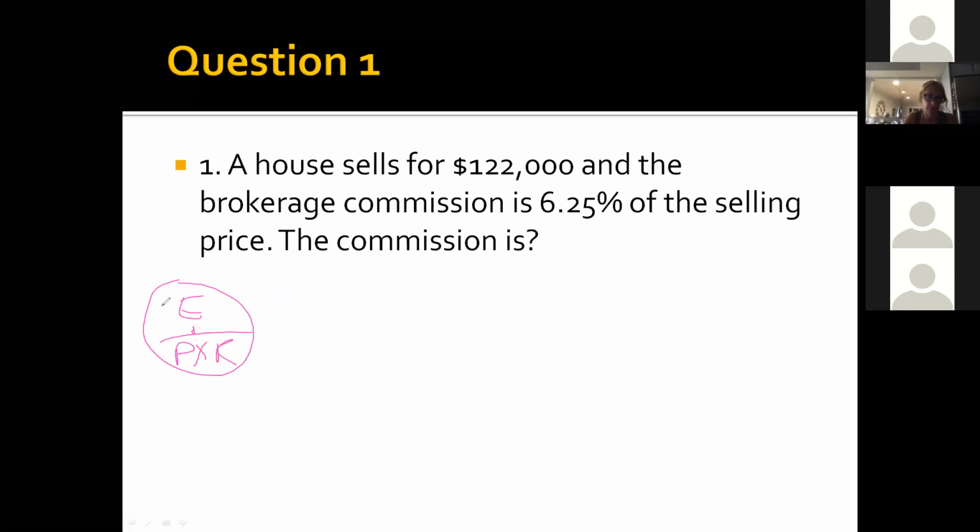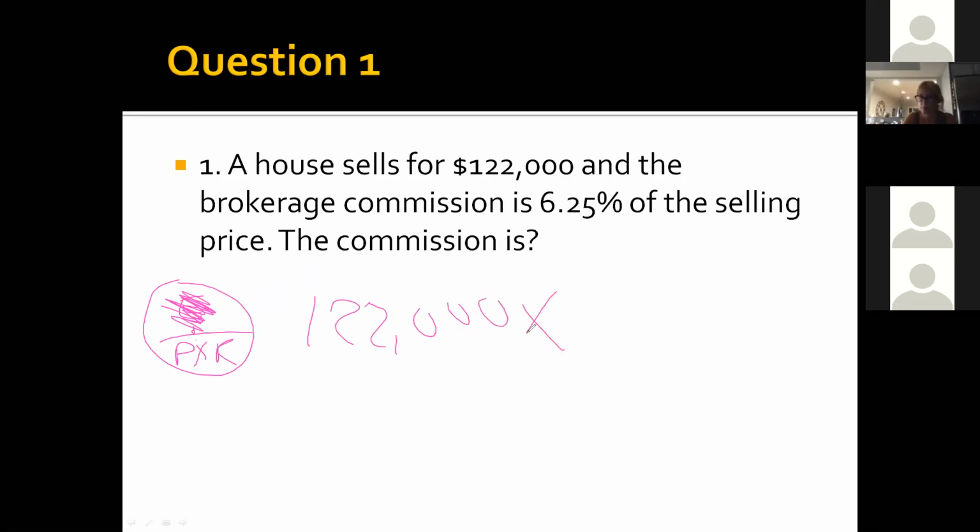That would be earnings. So we put our finger over earnings, and that gives us what we're supposed to do: the price of the house times the rate. So 122,000 times. Now, we had a question about this the other night. How do you write 6.25%? So the way you write 6.25% is 0.0625. Remember, this percent means divide by 100.